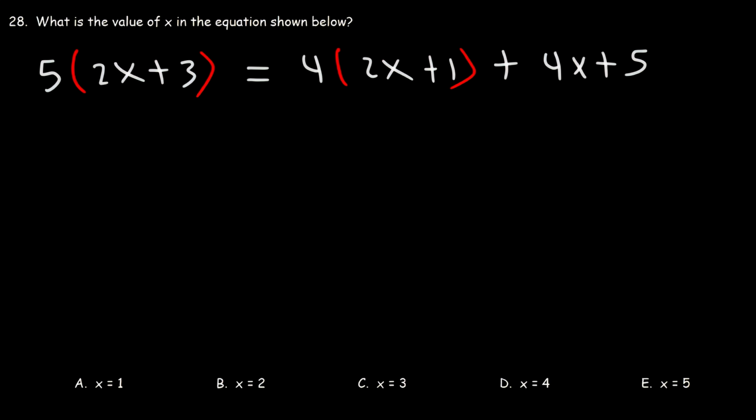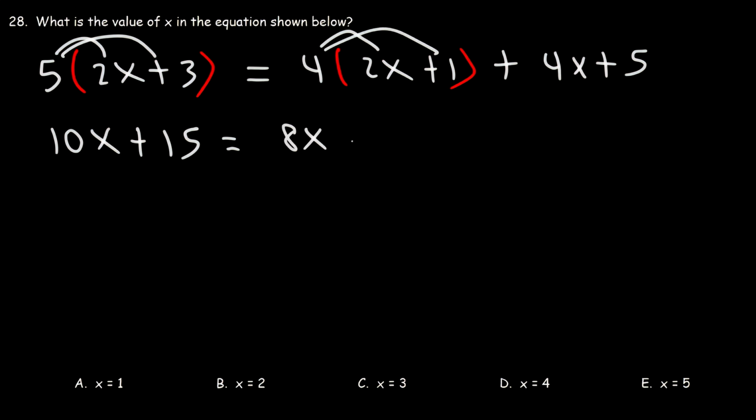28. What is the value of x in the equation shown below? So let's do something similar to what we did in the last problem. Let's distribute the 5 to 2x plus 3. So 5 times 2x is 10x. 5 times 3 is 15. Now let's distribute 4 to 2x plus 1. 4 times 2x is 8x. 4 times 1 is 4.